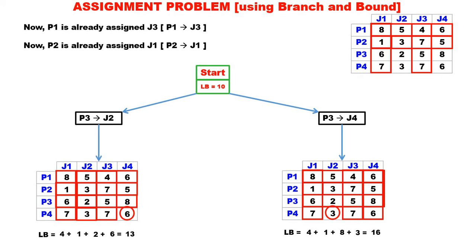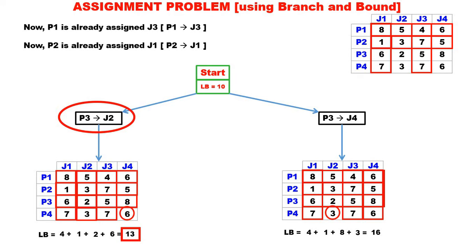So there were only two possibilities for P3, P3 assigned to J2 and P3 assigned to J4, and the values that you get are 13 and 16 respectively. Now which is the minimum among 13 and 16? 13. So the solution is P3 assigned to J2.